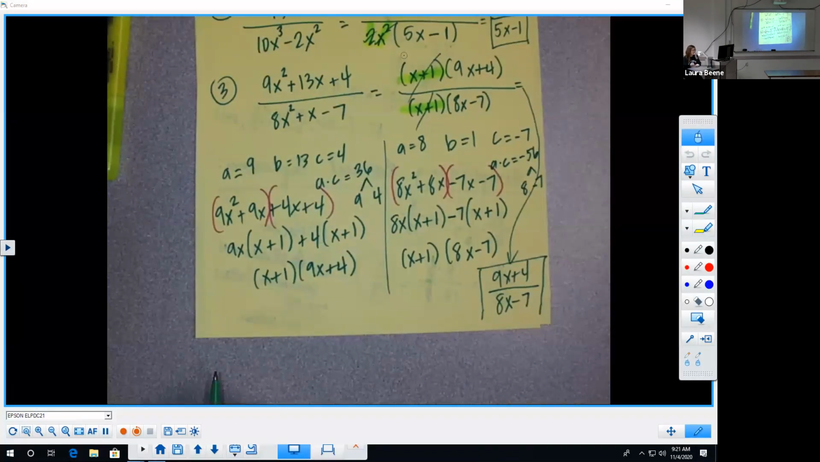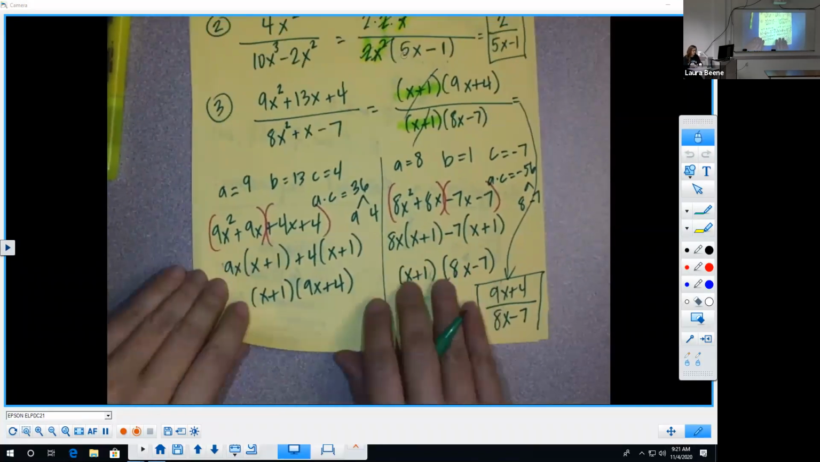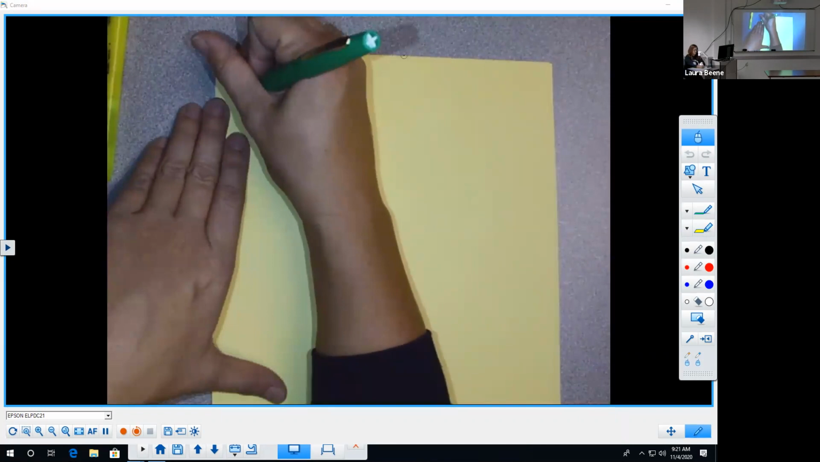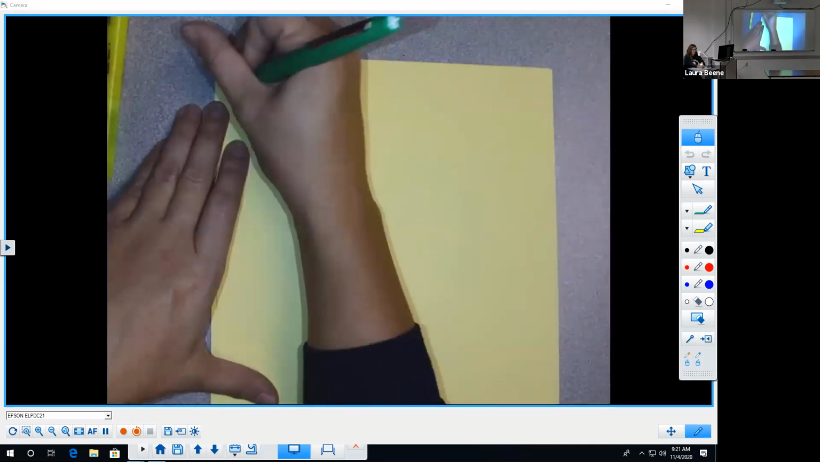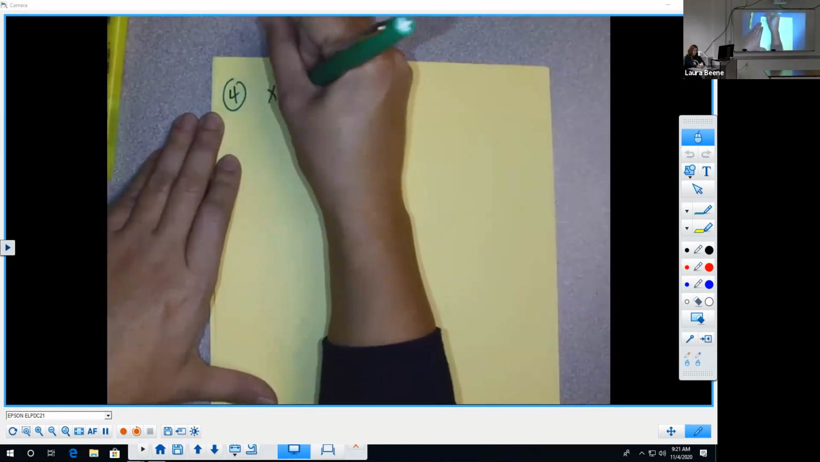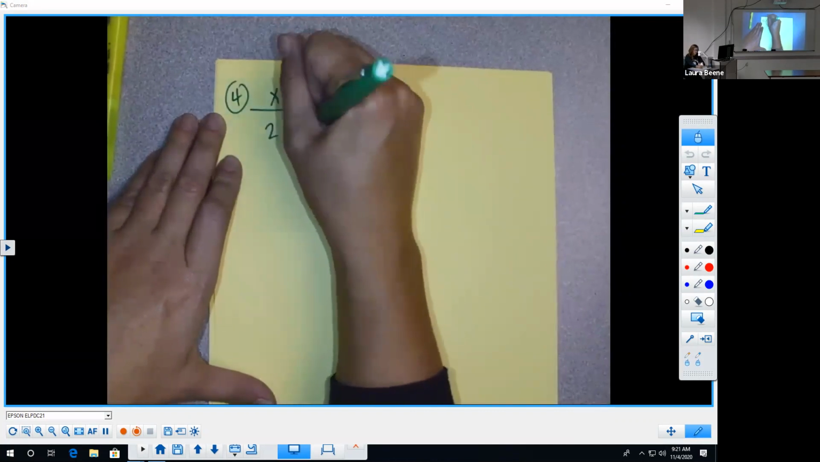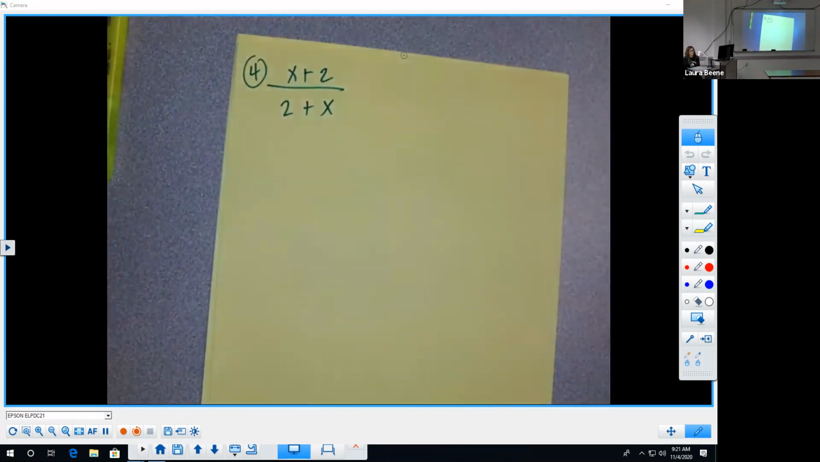Simplifying? Okay, there are a few little tricks in here. So let me show you the tricky things. If I had the problem, I guess this would be number 4, x plus 2 over 2 plus x, are those common factors? Can I cancel those out? Are they the exact same thing?